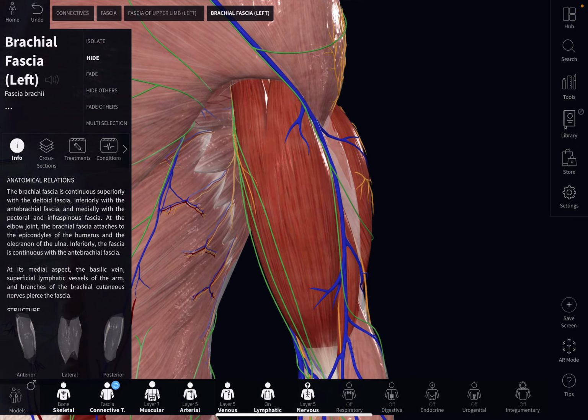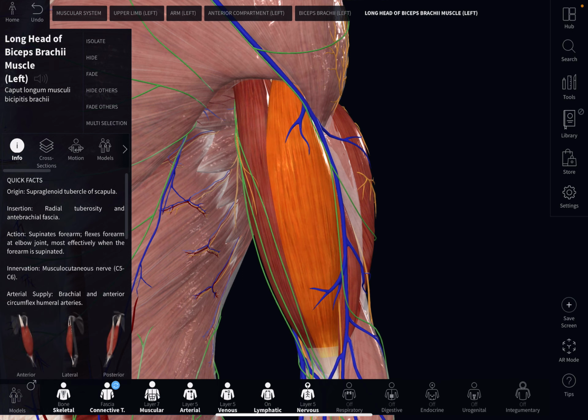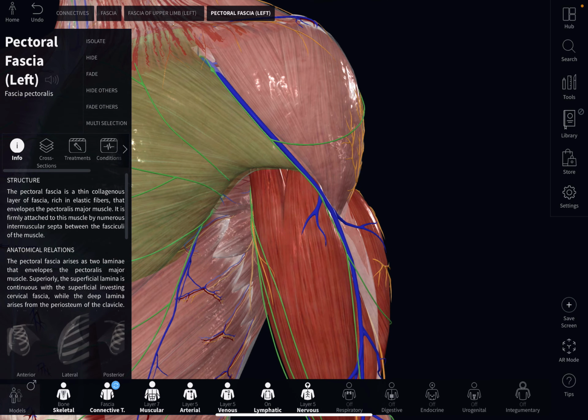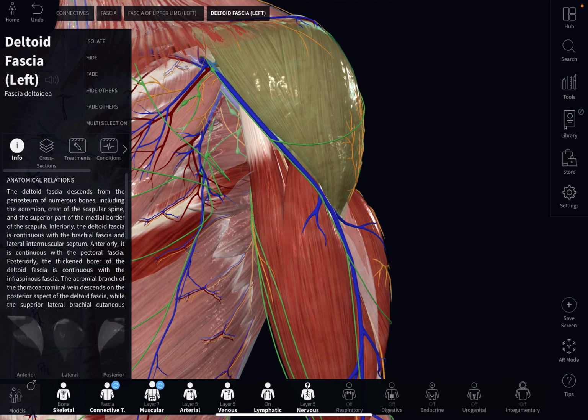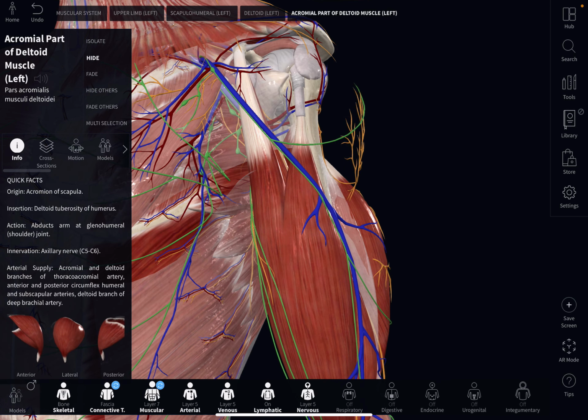The most prominent muscle that I see here is the biceps brachii muscle with two heads, the long head and the short head. Let us also remove the pectoral muscles so that we can expose the origin points of the biceps brachii muscle and the other muscles, of course, of the anterior compartment of the arm.